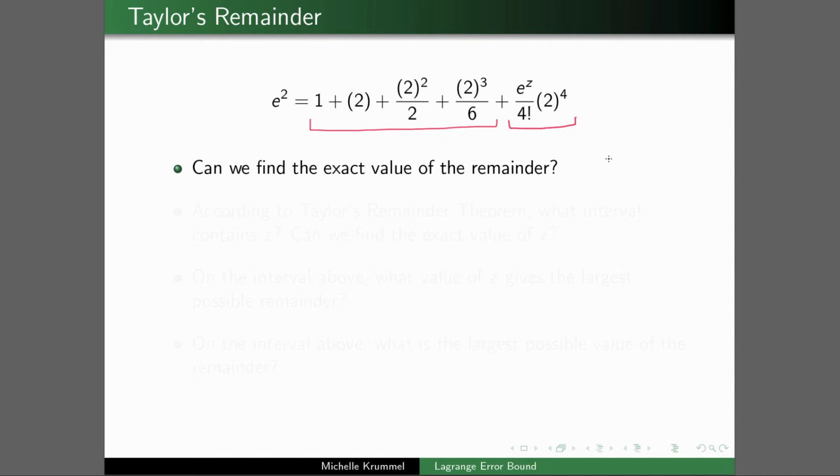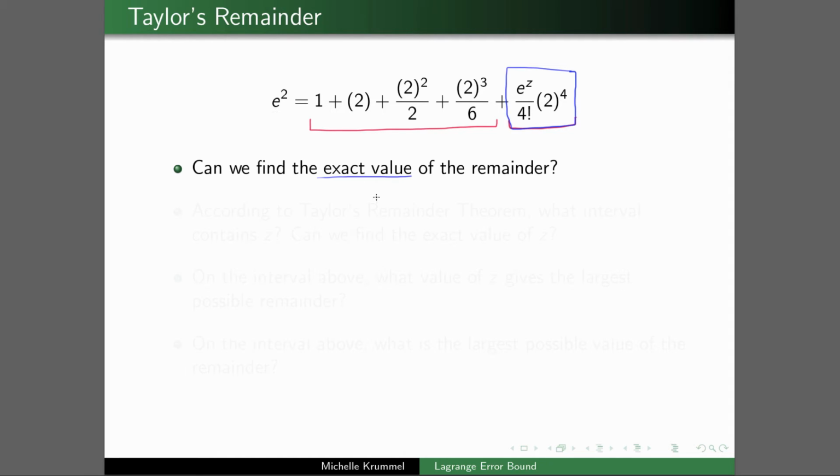Can we find the exact value of the remainder? Our remainder is this term right here. Can we find the exact value of this term? We can certainly find the exact value of p3 of x. There are nothing but constants in that expression. Can we find the exact value of the remainder? I think that's going to be dependent on how you interpret exact value. e squared is an irrational number, so the only way to express the exact value is to write e squared.